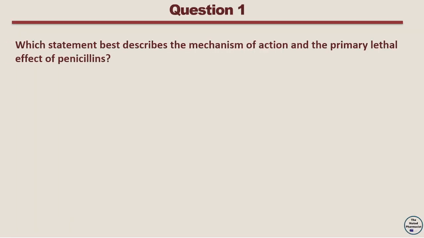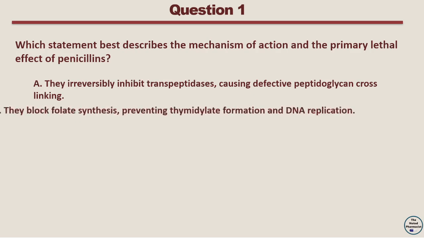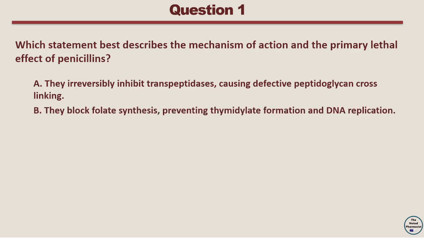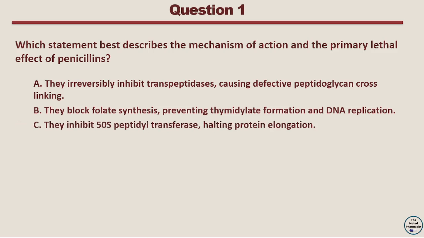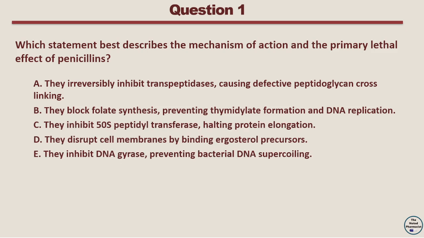Question 1. Which statement best describes the mechanism of action and the primary lethal effect of penicillins? Option A. They irreversibly inhibit transpeptidases, causing defective peptidoglycan cross-linking. Option B. They block folate synthesis, preventing thymidylate formation and DNA replication. Option C. They inhibit 50S peptidyl transferase, halting protein elongation. Option D. They disrupt cell membranes by binding ergosterol precursors. Option E. They inhibit DNA gyrase, preventing bacterial DNA supercoiling.